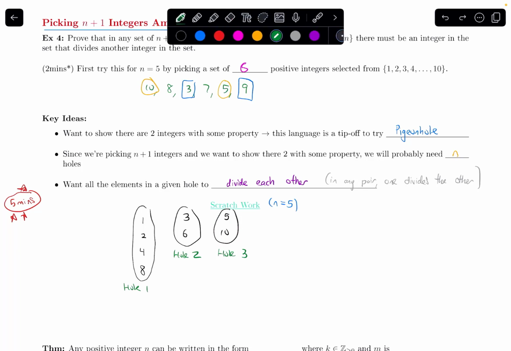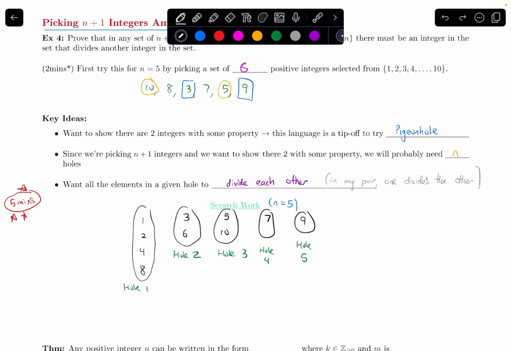Okay, and then continuing this pattern, let's start the next one at 7. I can't double that though, because that's beyond 10. So this next hole only is going to have 7. The last hole then is only going to have 9. This is going to be hole 4. This one's going to be hole 5. I don't need to go to 11 because my set of integers stops at 10. So I wouldn't have 11 as part of it. So overall, there are 5 holes that we have constructed here.